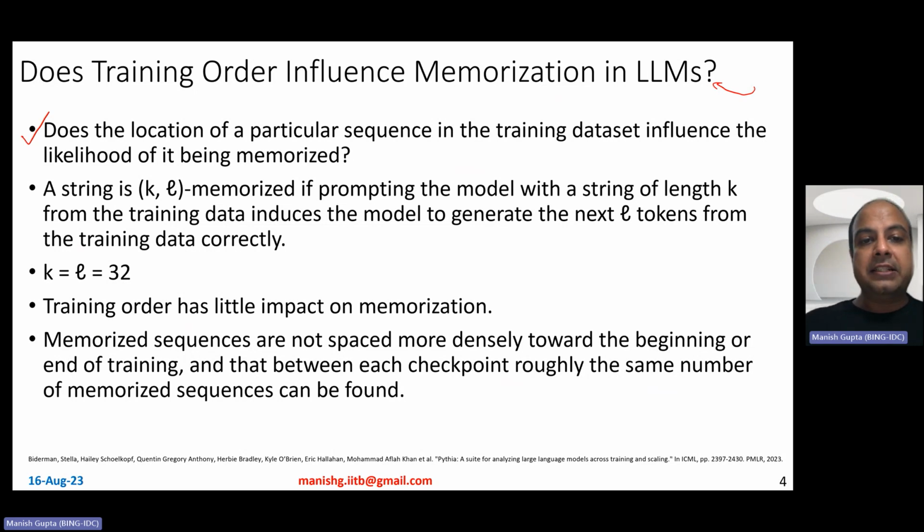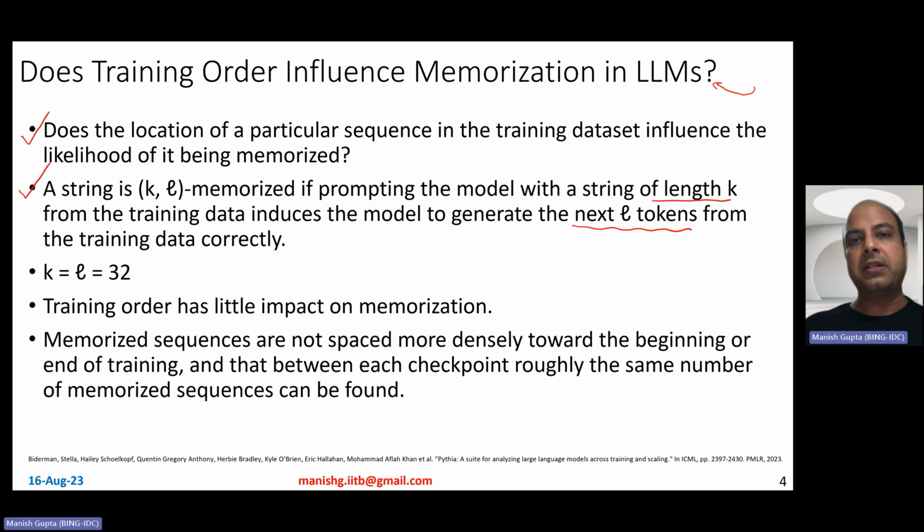The way this was done is to first define what memorization is. This is the way memorization was defined: if you have a string (k, l), it is considered to be memorized if prompting the model with the string of length k helps the model recover the next l tokens.